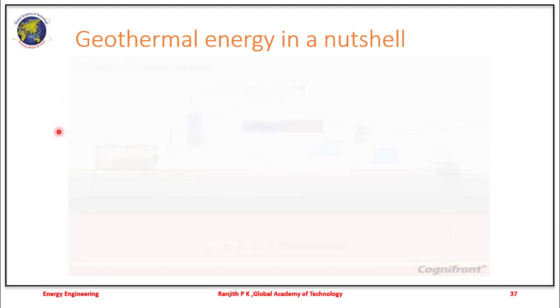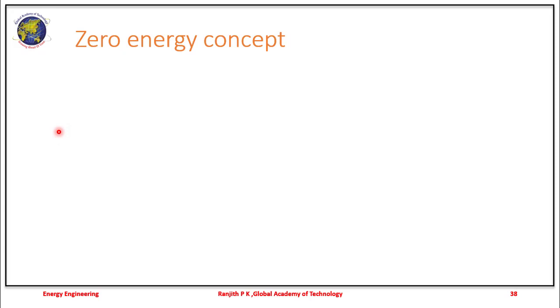So that was about the use of geothermal energy. The next is the concept of zero energy. This is something where there is no energy utilization involved, and this involves typically the design of buildings and then utilization of energy in such a manner that ultimately there is no electricity bill generated.